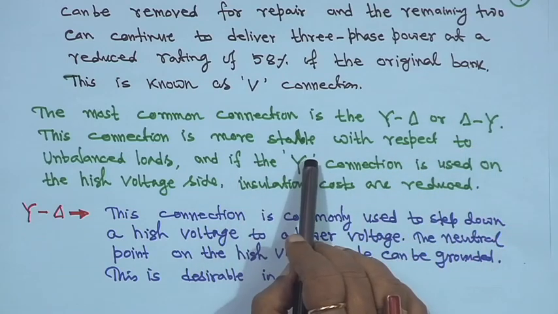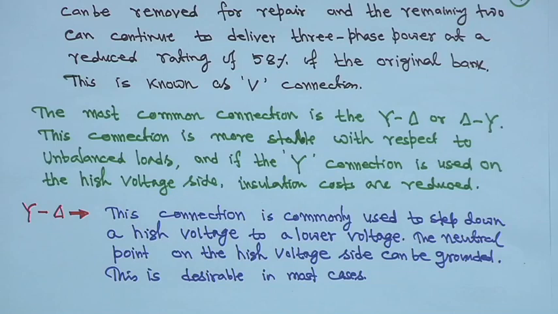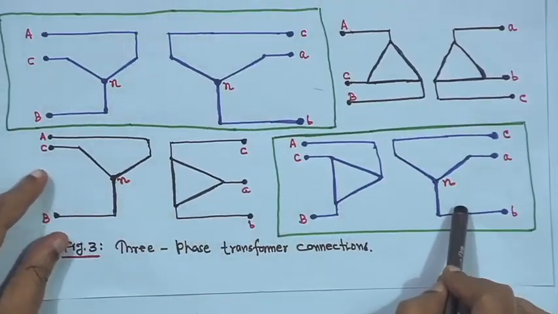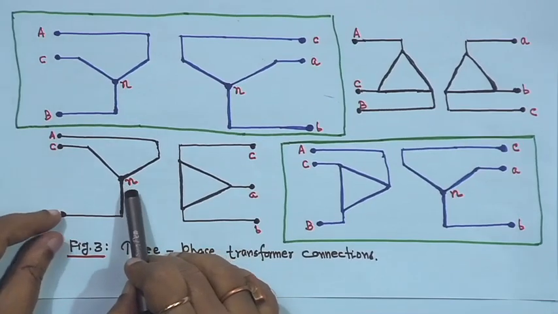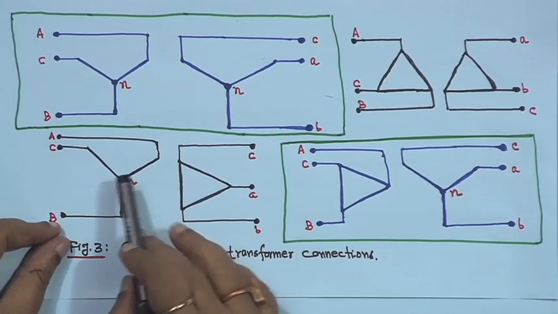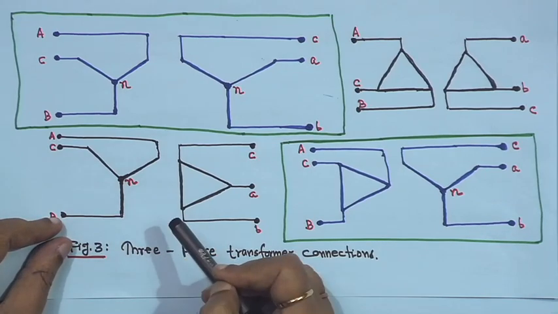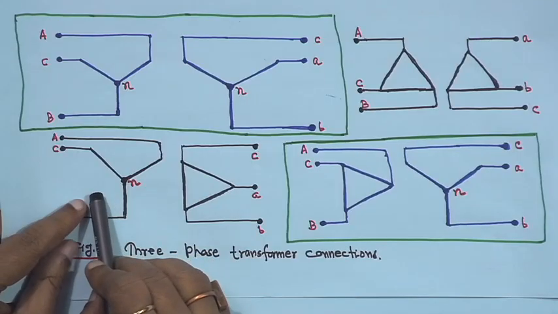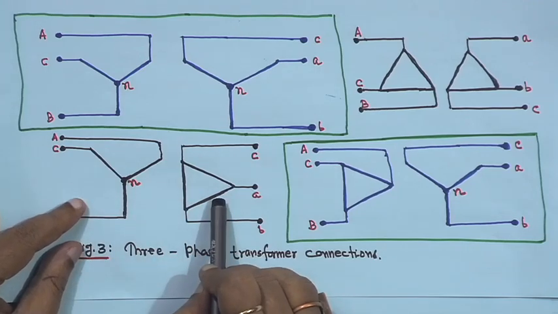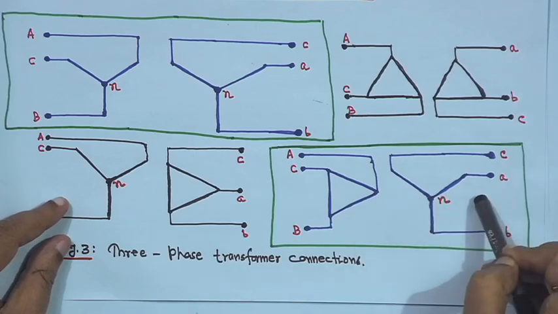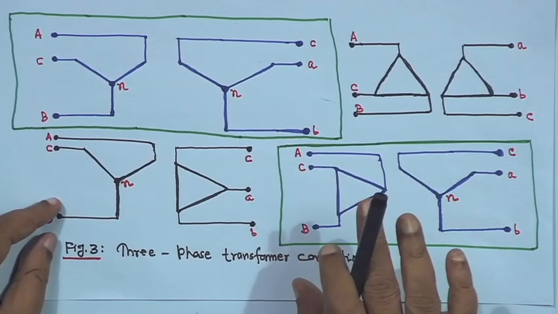This connection is more stable with respect to unbalanced load, and if the Y connection is used on the high voltage side, insulation costs are reduced. Basically, for a star-delta or delta-star transformer, the star side is used for the high voltage side. For a step down transformer, the primary side should be high voltage and the other side low voltage, and for a step up, this side should be low voltage and that side high voltage. I hope you have understood this.